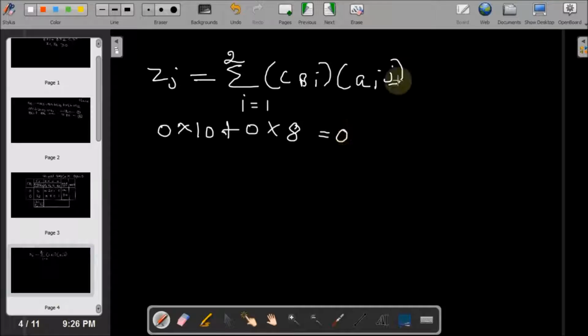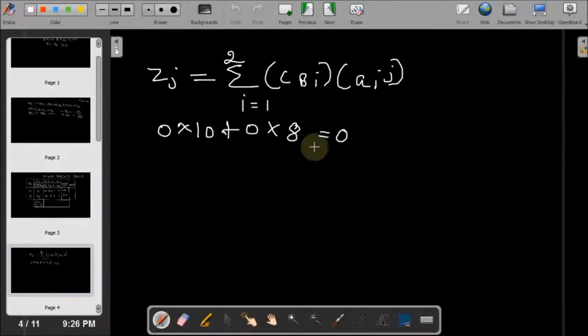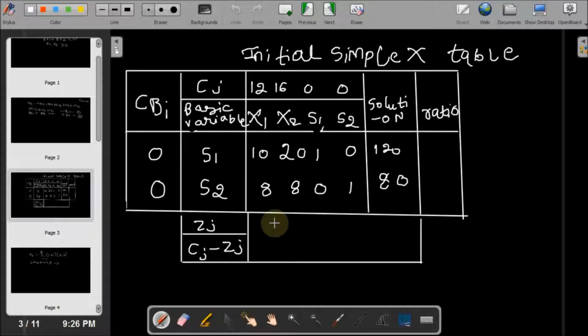Getting, guys, how I did that? I will repeat that. First cost value 0 into 10 plus second cost value 0 into 8. What is the value? 0 only. So what is the Zj value for the first column? 0.